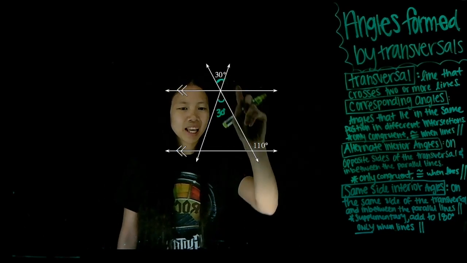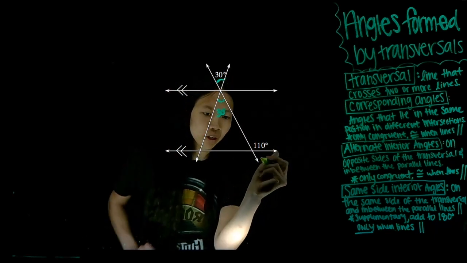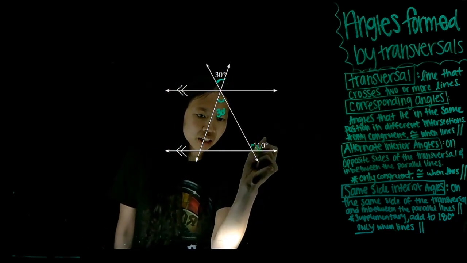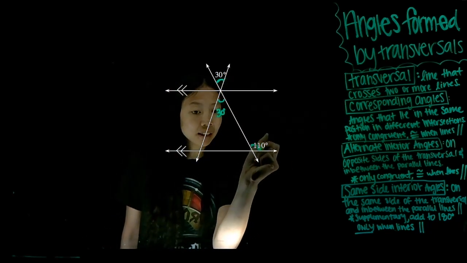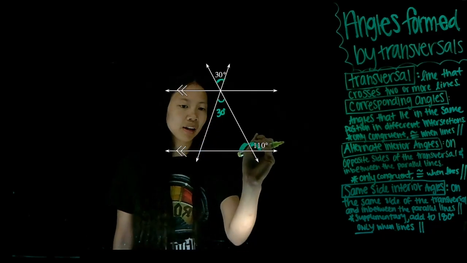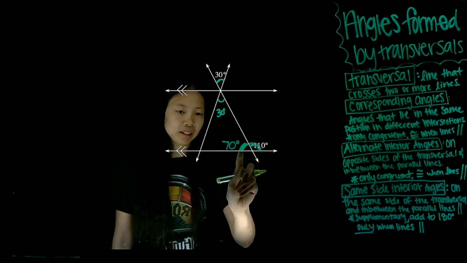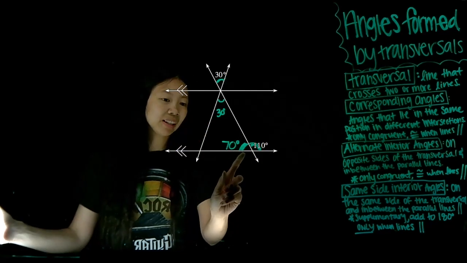Okay, I don't really have anything else going on for me up here, so I will shift on down here to this 110. This is 110 degrees. I can see that this is a supplementary angle or a linear pair with this angle right here. So I know that if this is 110, then this has to be 70 degrees in order for this to add up to 180. So I know that this is 70 degrees.